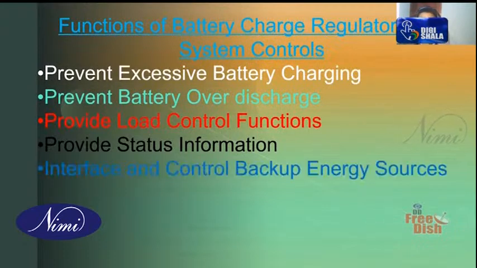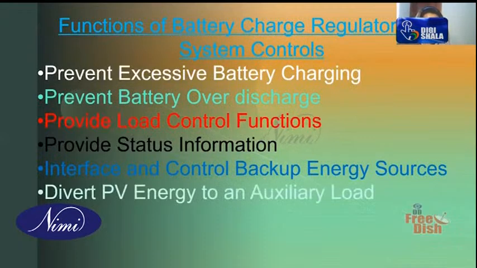And it interfaces and controls the backup energy source. Sometimes if you are using another source, like an alternator or a diesel generator, that also will be connected. When? For example, when the solar module is not giving supply, at night time, the battery should still be charged. At that time it will automatically change over the source of supply from the solar module to another standby supply source. These are the functions the charge controller is doing.